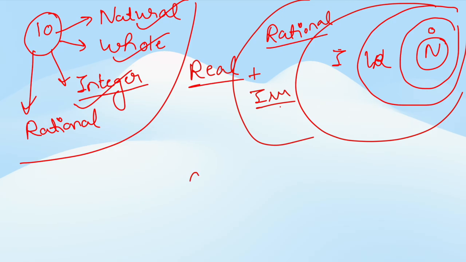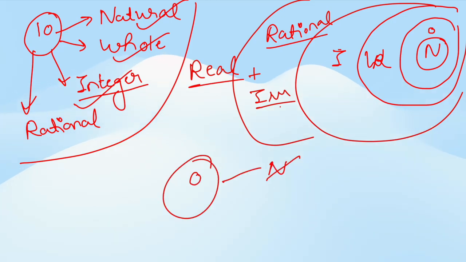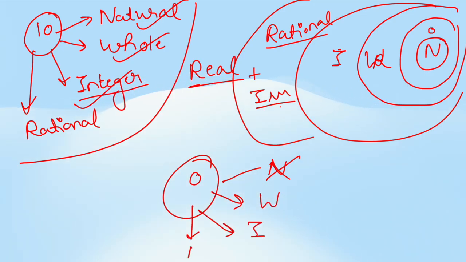So if I ask about 0, is 0 a natural number? No, 0 is not a natural number. But 0 is a whole number. 0 is an integer as well. 0 is a rational number as well. And 0 is a real number as well. Clear? Like that, we have the numbers.